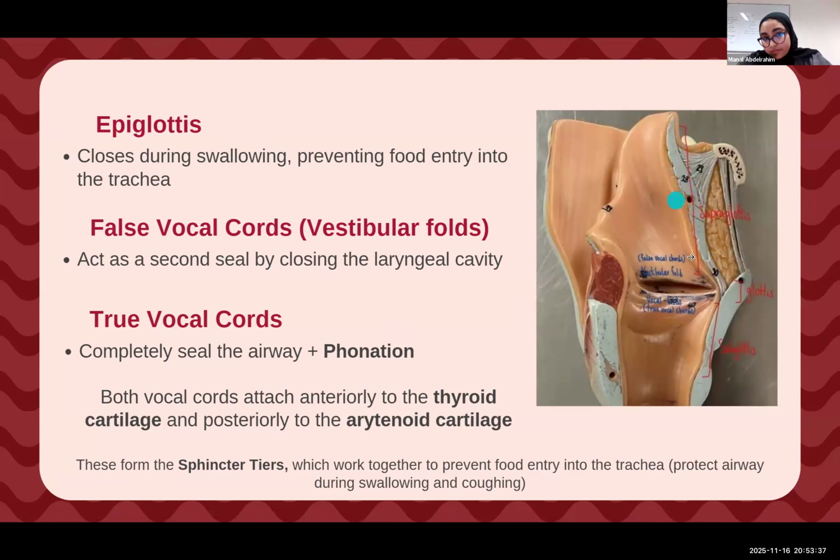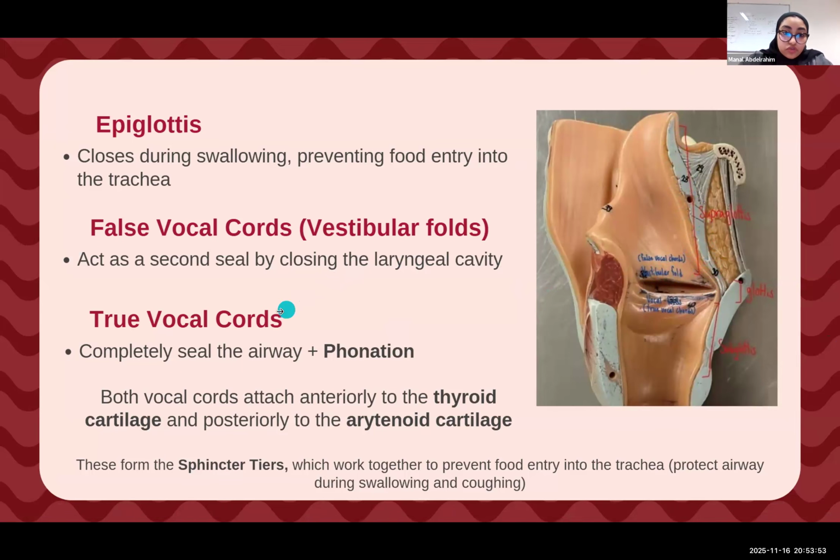This part right here, we have something called the false vocal cords or the vestibular folds, and it's located here. Basically, the function is not crazy important. It acts like a second seal, closing the laryngeal cavity.